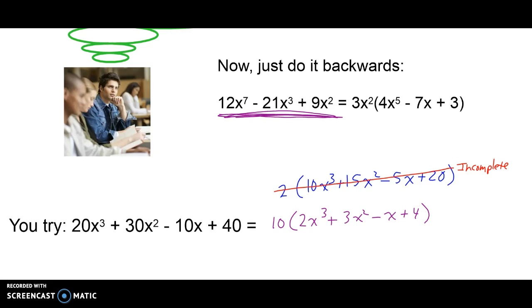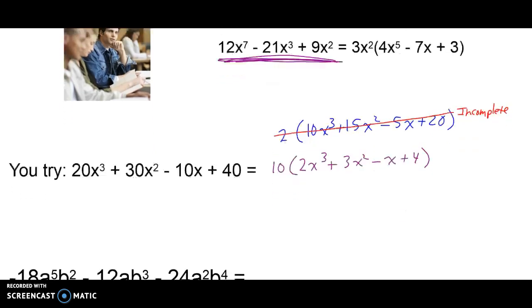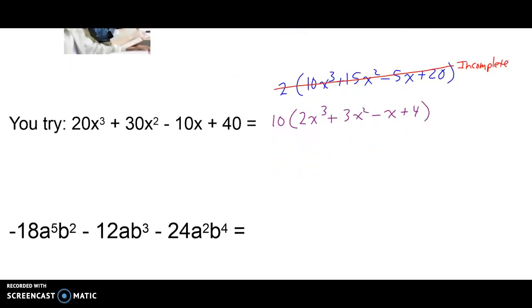Let's try one that's a little more challenging. And again, you should pause the video with your own piece of paper, try to work out the problem, and then press play and I'll work it out myself.